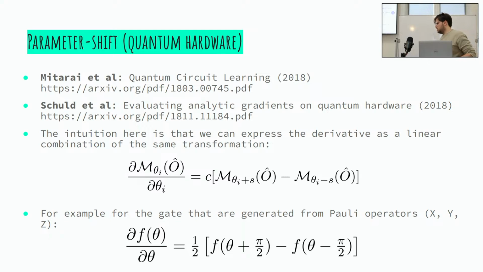The good thing here is that it's an exact method. You could think it's related to finite differences, but it's not. And with two quantum executions, you can get the results for your derivative. If you take the example for gates that are X, Y, and Z generated, you see that the shift is pi over 2 and minus pi over 2.